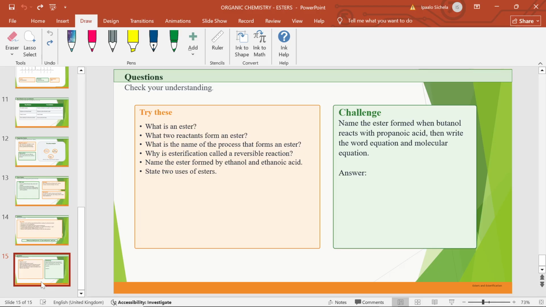Here's another challenge you can do. Name the ester formed when butanol reacts with propanoic acid. Write the word equation and the molecular equation. You can write the answers in the comments.